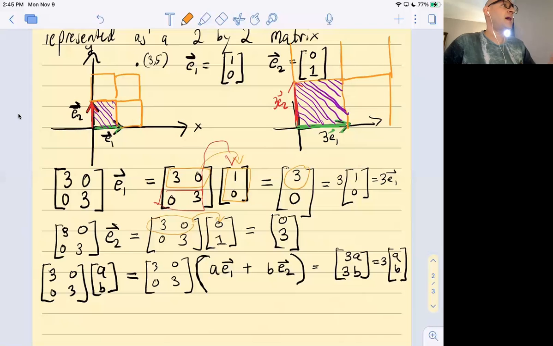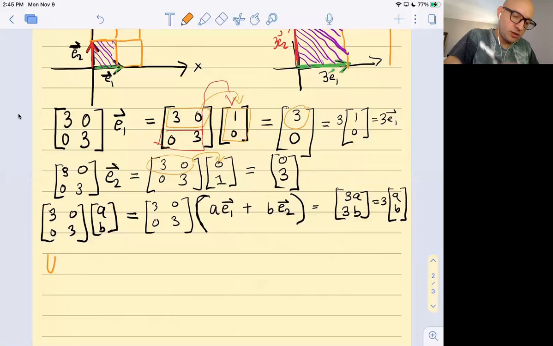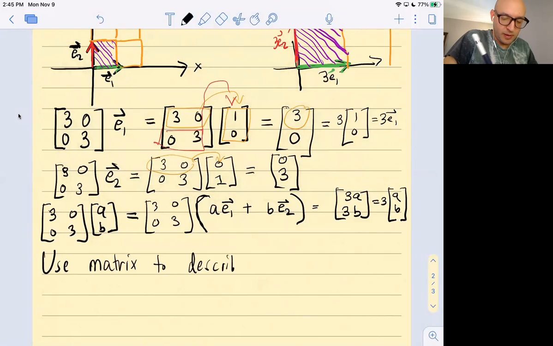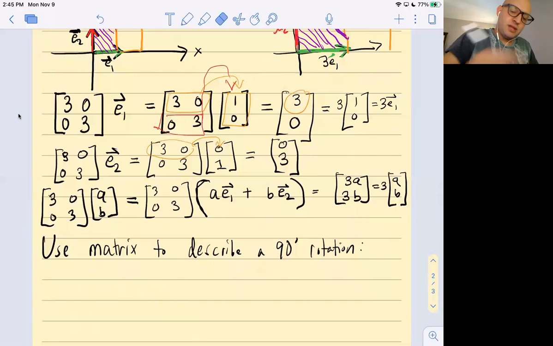Okay, let's do something really cool here. Let's use matrices to describe a 90-degree rotation. So how do we do that? The question is, use a matrix to describe a 90-degree rotation. And so here's the idea. Everything we do, by the way, is around the origin. So the origin never moves. That's the key with these.